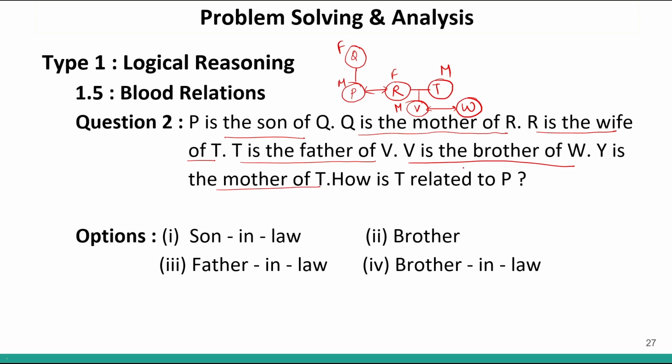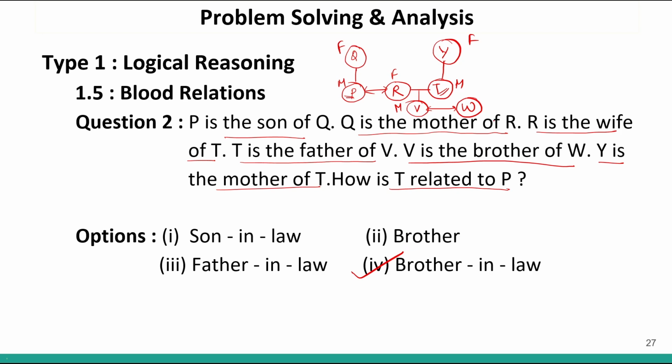Y is the mother of T. So if you look at over here, T is a male. He has a mother, female, Y. We have to find out how T is related to P. So T and P. Now, over here, I can see that T is the spouse of R and R is the sister of P. So if R is the sister, T will be the brother-in-law. So option number 4, brother-in-law will be the correct answer.